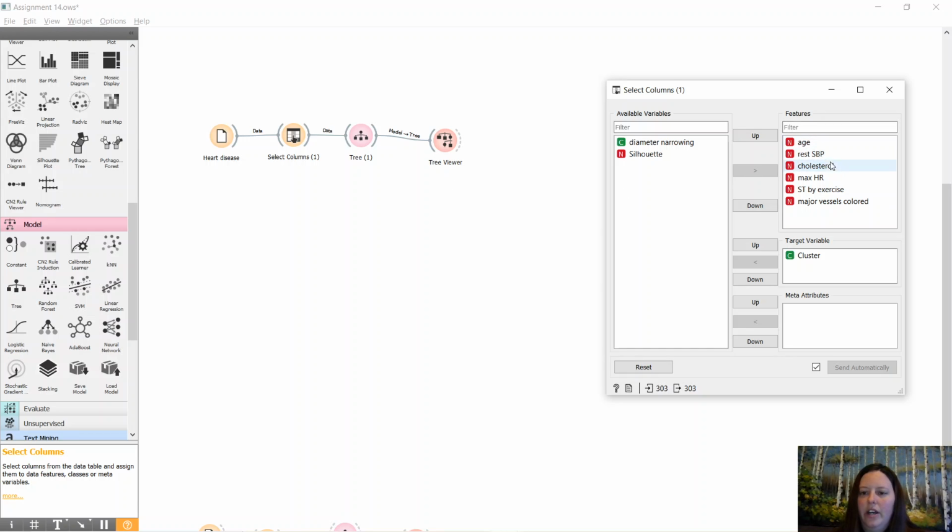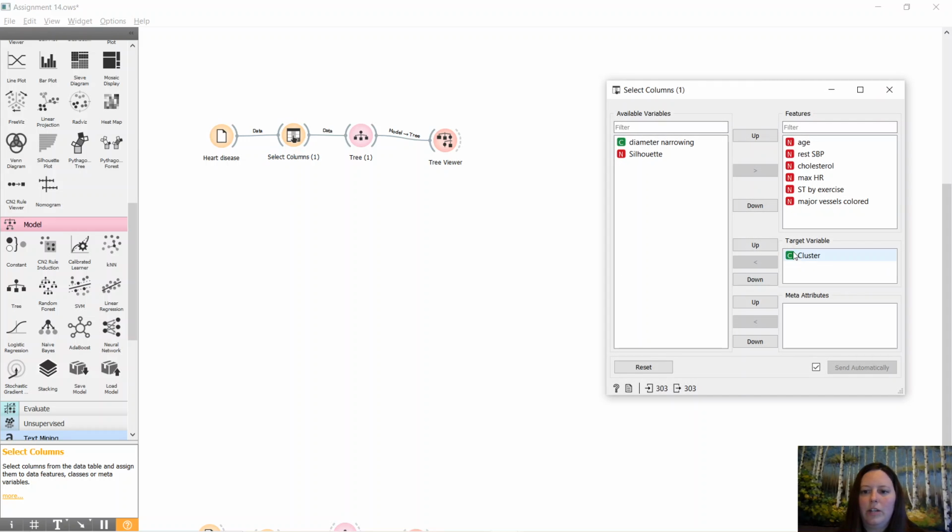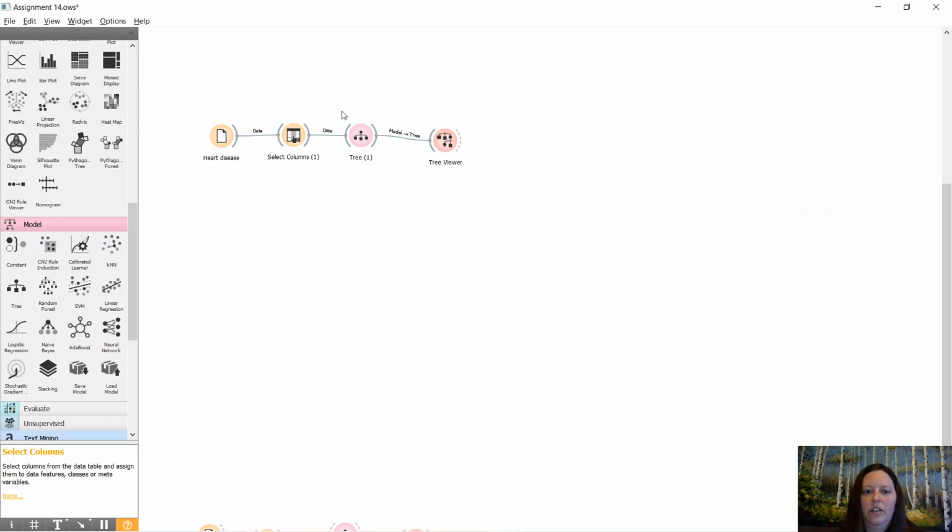We have the resting heart rate, the max heart rate, cholesterol, age, exercise, and major vessels colored. We have those variables. We want to make sure that our target variable is the cluster. That's what we added when we saved our information from before. We made the clusters, and now we're going to use that for our decision tree.